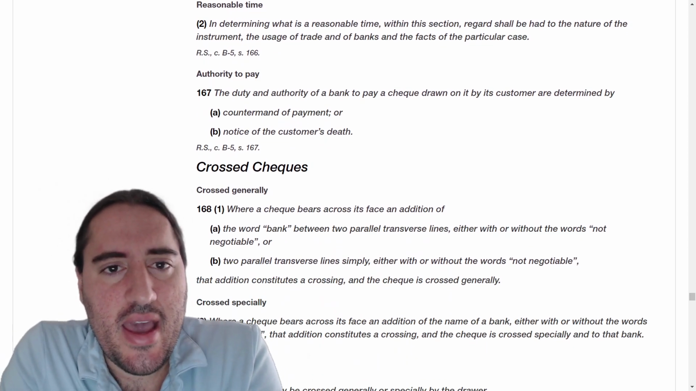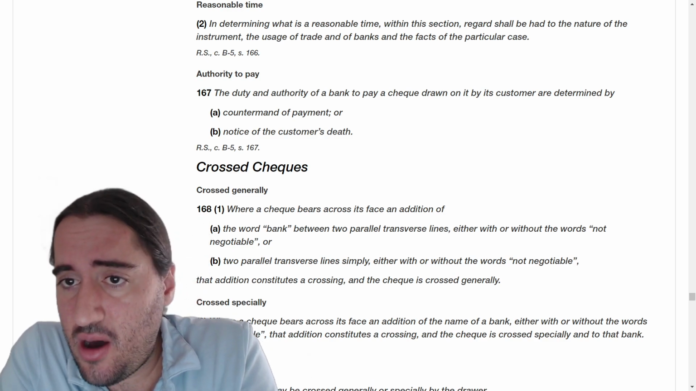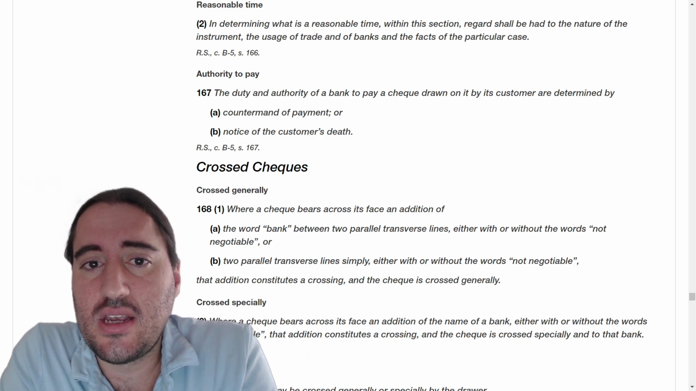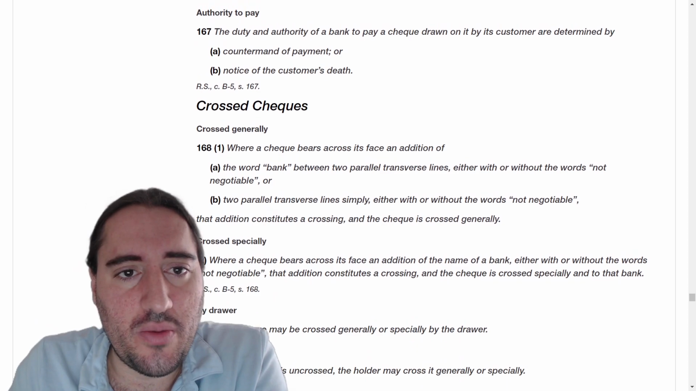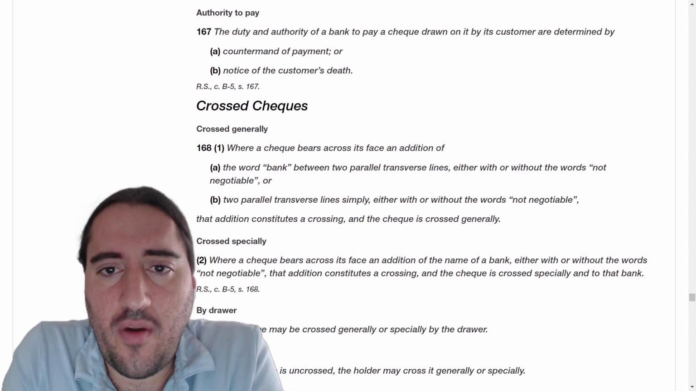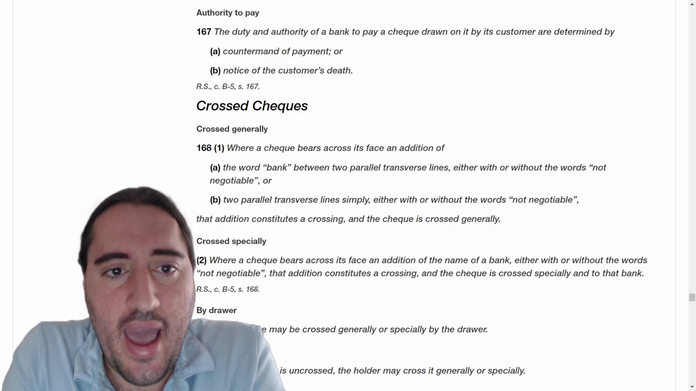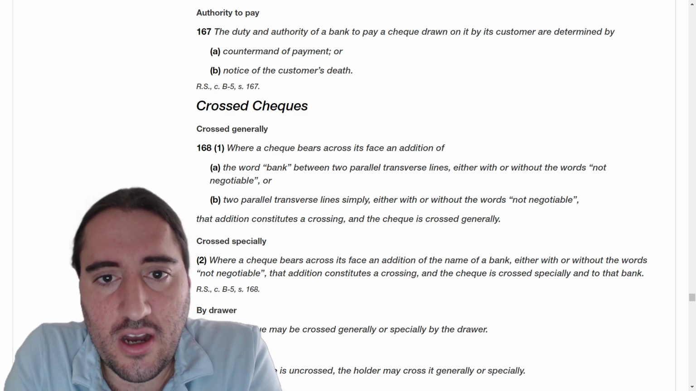Reasonable time. In determining what is a reasonable time within the section, regard shall be had to the nature of the instrument, the usage of trade and of banks, and the facts of the particular case. Authority to pay. The duty and authority of a bank to pay a check drawn on it by its customer are determined by A. Countermand of payment, or B. Notice of the customer's death.